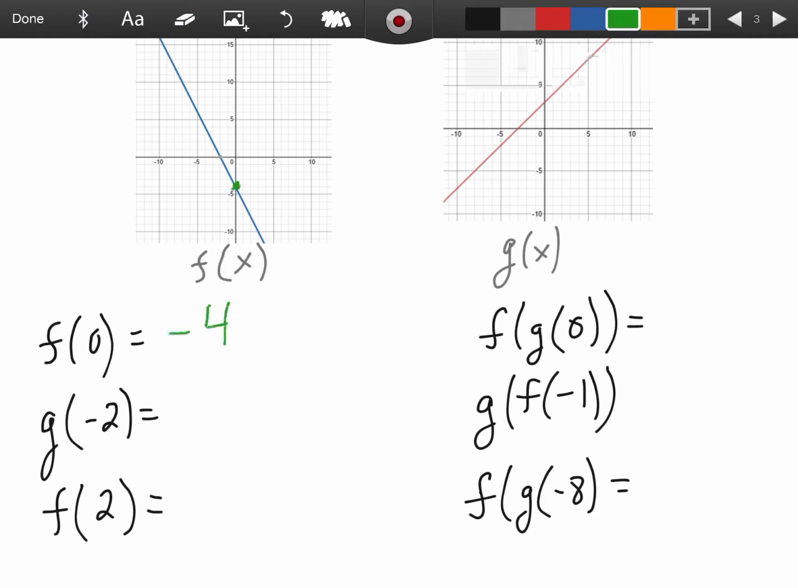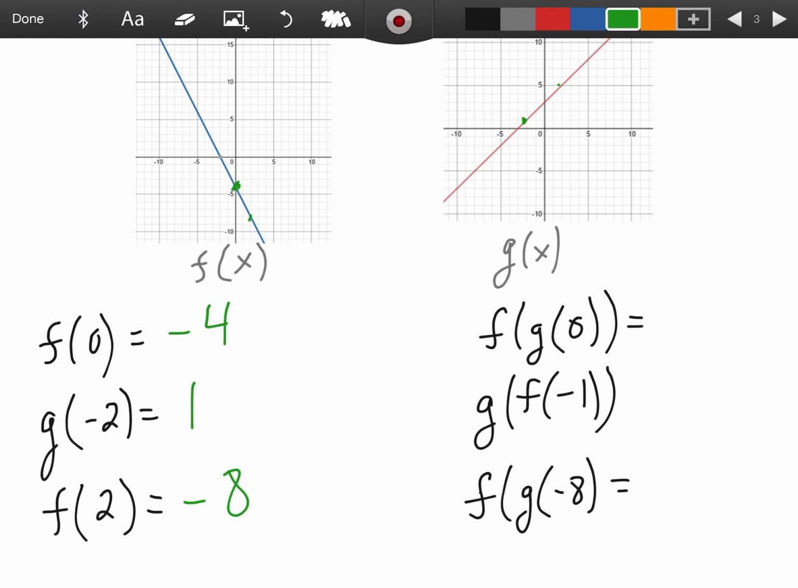Then g of -2. If I plug in -2, that looks like -2, comma 1, so I would get out 1. f of 2. Well, f of 2, if I plug in 2, oops, I was accidentally looking at g of x. Let's look at f of x. f of 2, that appears to be -8.